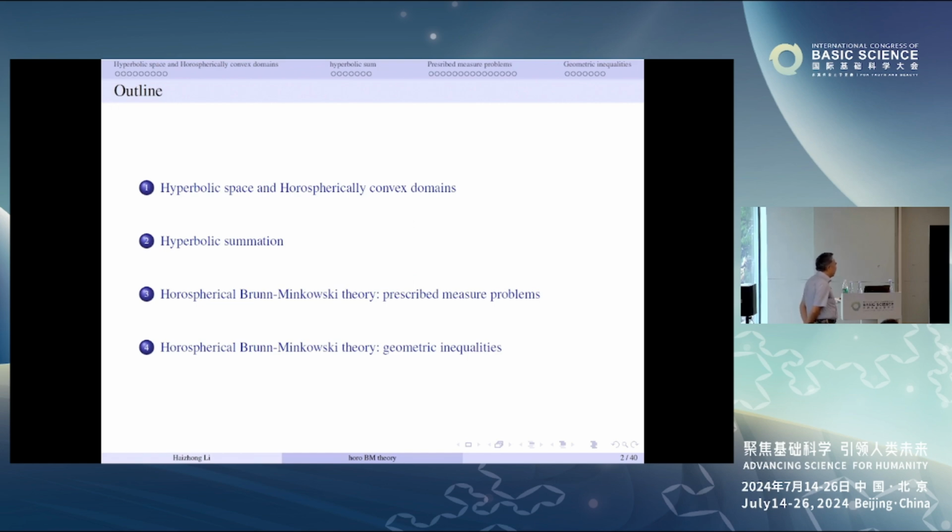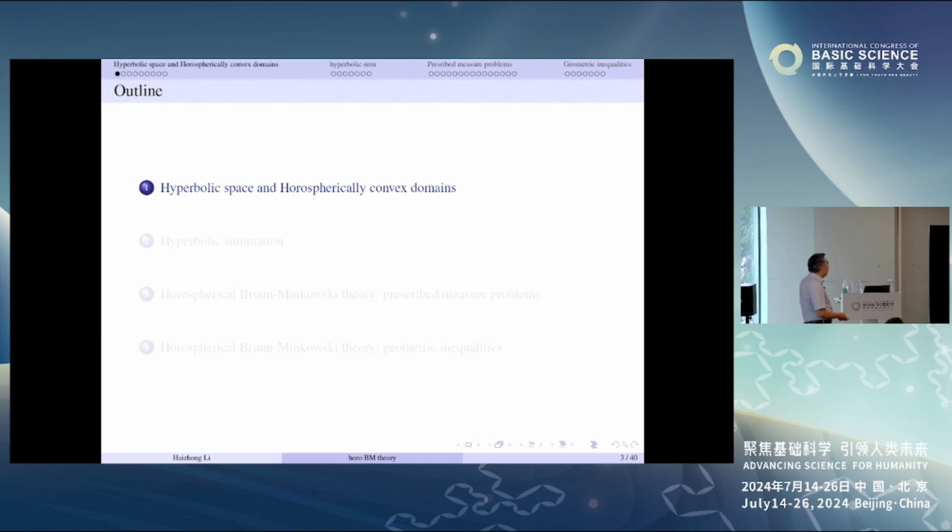In the third section, by using our concept of hyperbolic summation, we will introduce what we call the horospherical Brunn-Minkowski theory, especially for the given prescribed measure problem. We will introduce the Brunn-Minkowski problem. In the last section, we will talk about the geometric inequality for the convex domain and the horospherically convex domain in the hyperbolic space.